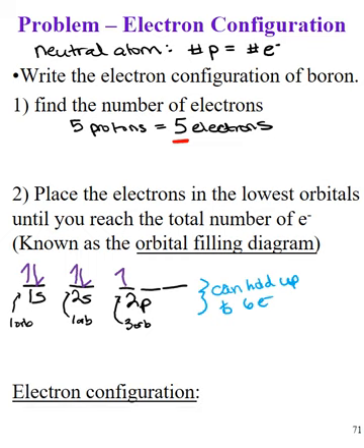Now let's write the electron configuration. It'll look something like this. You have the 1s and you have 2 electrons in there, so 1s2. For the second one, you have the 2s and you have 2 electrons in there. And then the next one you have the 2p, and how many electrons are in that one? 1. So this is your electron configuration.